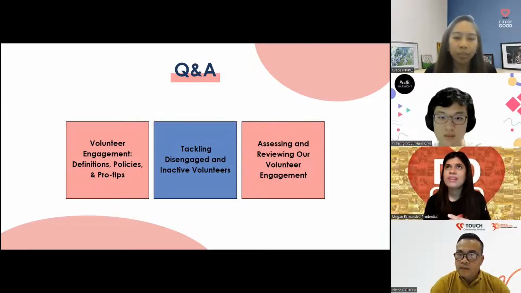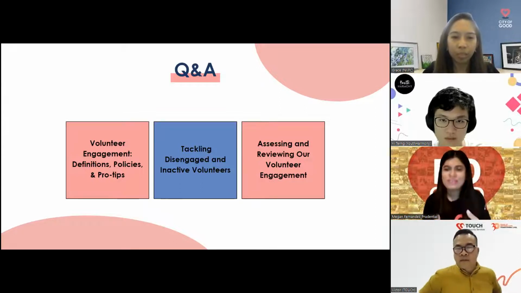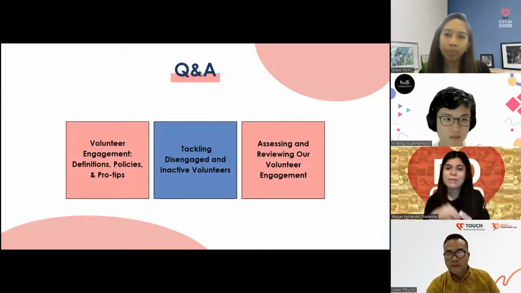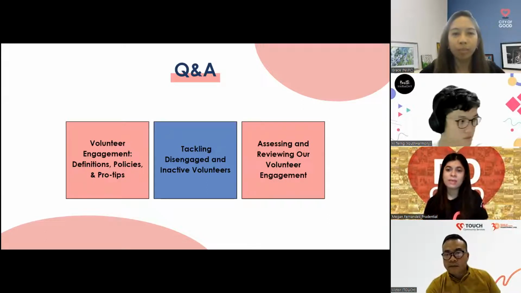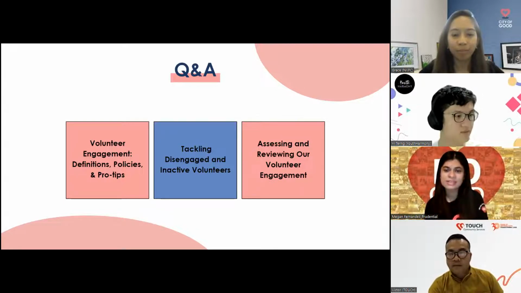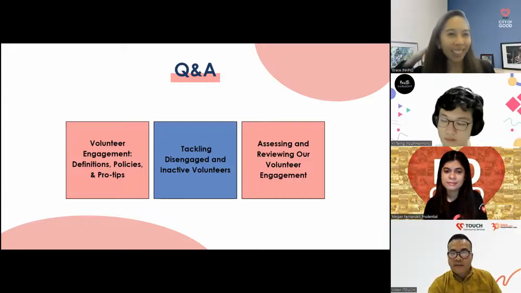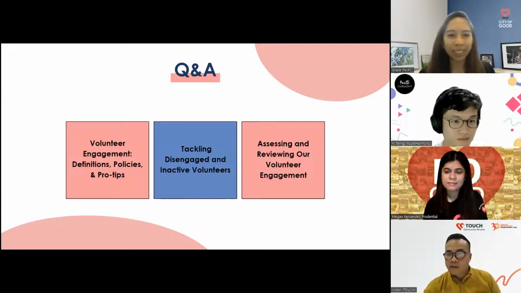I think the point is to remember that not all volunteers are disengaged because they don't want to do good, right? So it's about understanding the problem and then removing the roadblocks to make it easier for somebody to volunteer, remove the barriers. Yeah. Thanks, Megan. I love that last line, understanding the problem and removing the roadblocks and barriers.